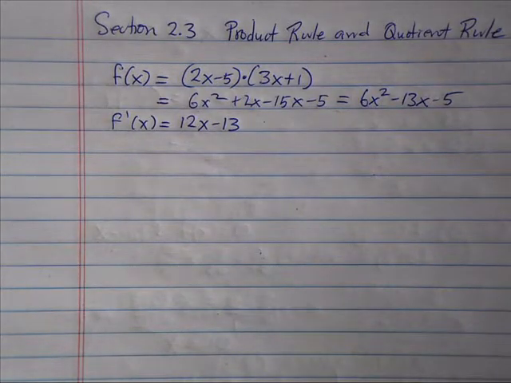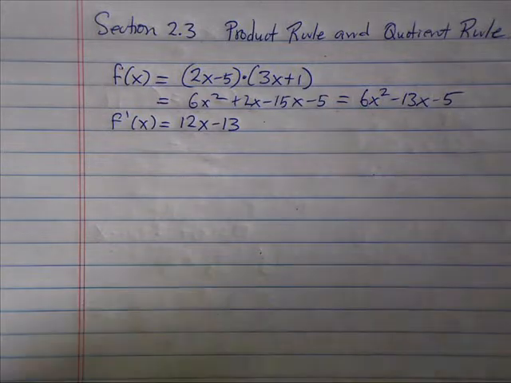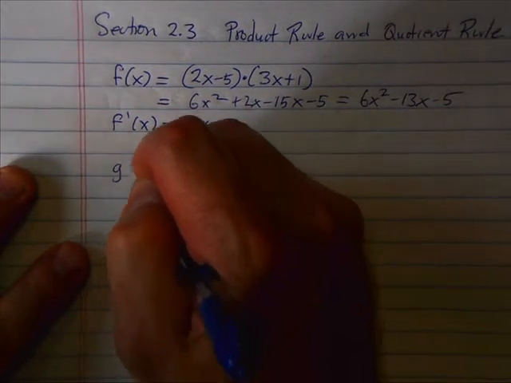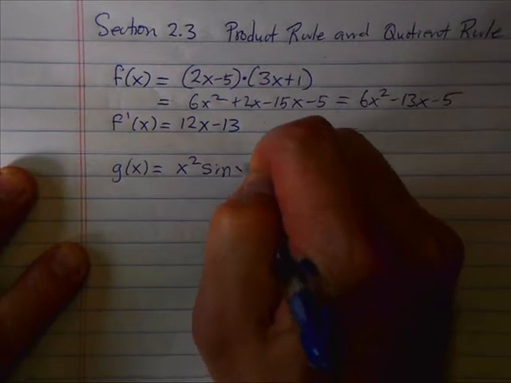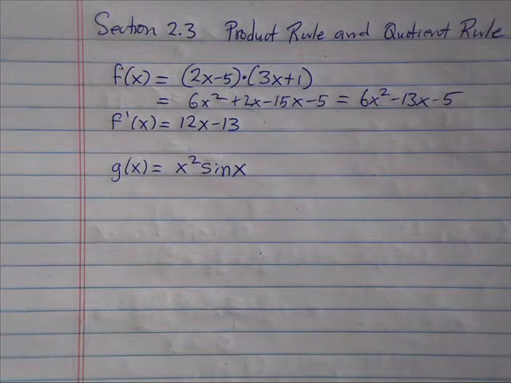All right, well, that's great. I mean, we can do that. It works out. But the problem we run into is, what if I give you a function like G of x is x squared sine x? Unfortunately, there's really no algebra you can do with that. You can't FOIL it out and write it into a form where you can take the derivative. So we need a rule.